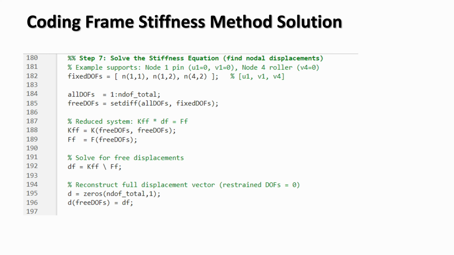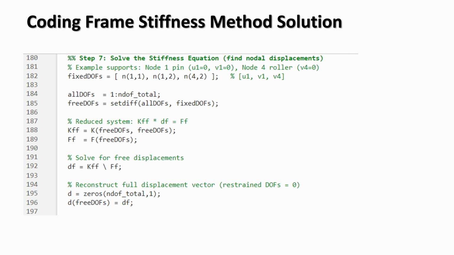We start by defining the support conditions. In this example, node 1 is pinned, so U1 and V1 equal 0, and node 4 is a roller, with V4 equaling 0. So we can see this here in the fixed dofs: the first line of code, N11, so node 1, degree of freedom 1; N12, so again node 1, degree of freedom 2; and node 4, 2, so node 4, degree of freedom 2, or V.